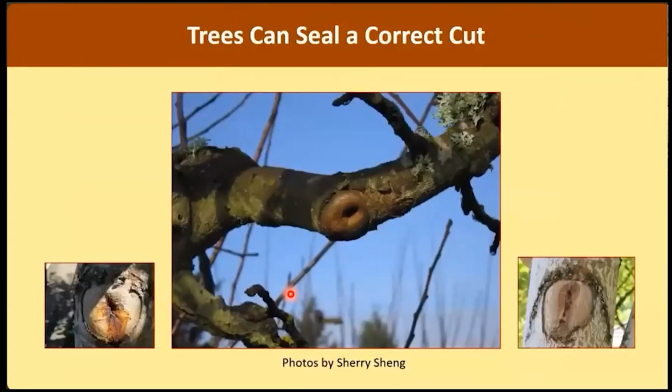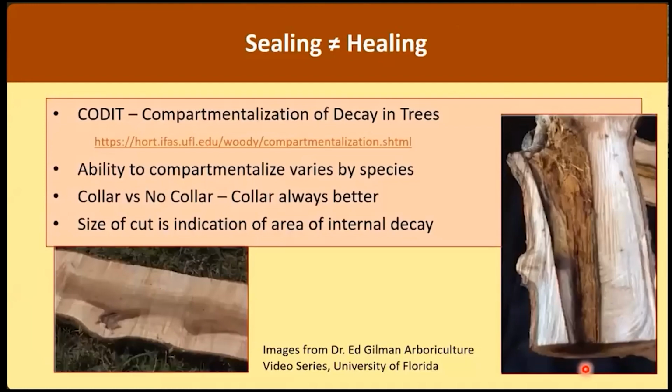So the good news is trees can seal a correct cut. I offer some photo examples here so you can see what they look like. The bad news is sealing is different from healing. Just because a tree can seal a wound does not mean there is no internal injury. In fact, all cuts lead to decay. The question is how much.